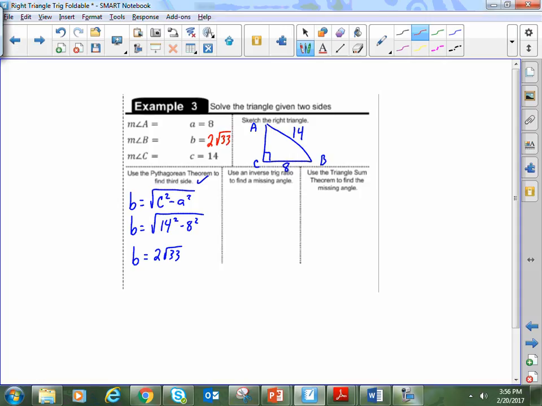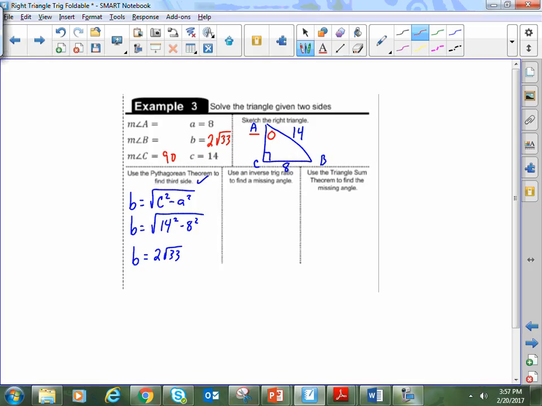Now we want to be able to figure out what the measurements of the missing angles are. This one here, angle C, is easy. That one's 90 degrees. So what are the measurements of the second and third ones, angle A and angle B? Let's go ahead and find angle A first.